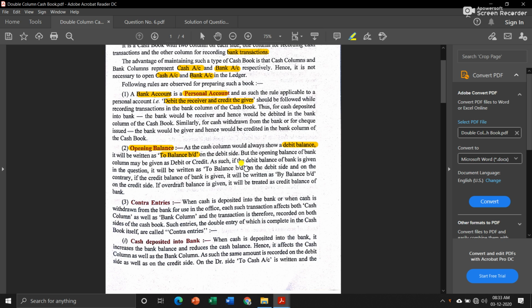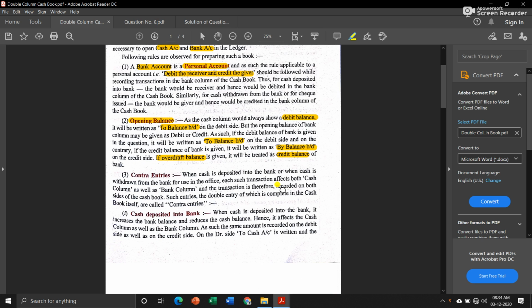When the bank column shows a debit balance, we will record that in the debit side of the cash book by writing to balance brought down. But if the bank column shows a credit balance, we will record it on the credit side of the cash book by writing by balance brought down. And if any question shows an overdraft balance, it means that it is a credit balance and hence it will be recorded on the credit side of the cash book.